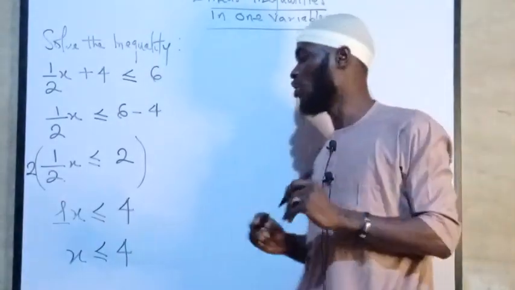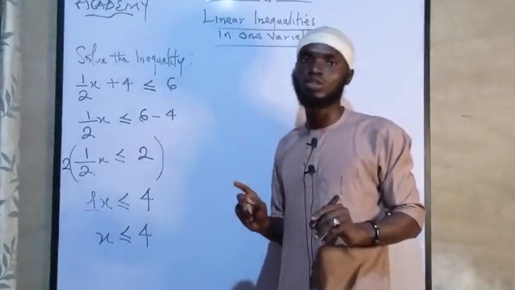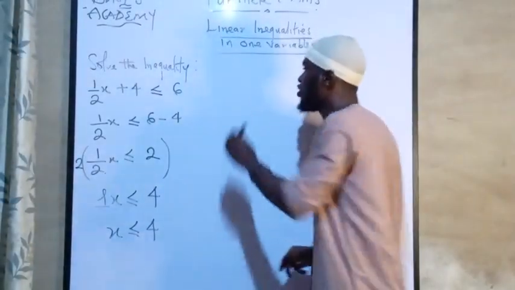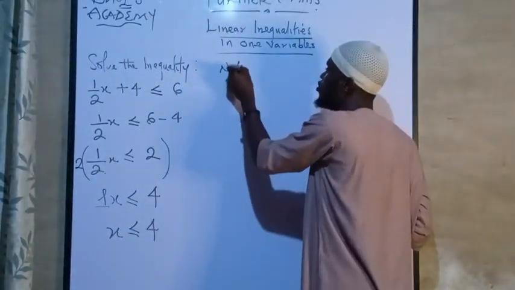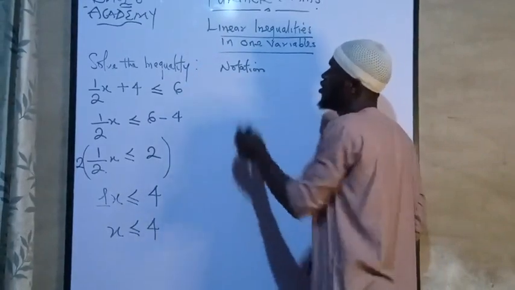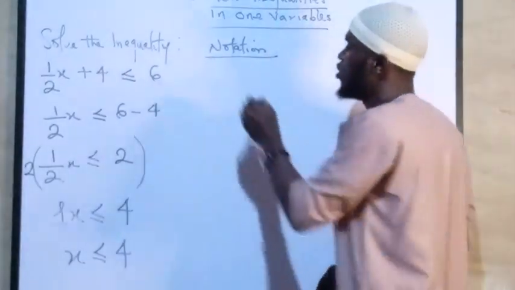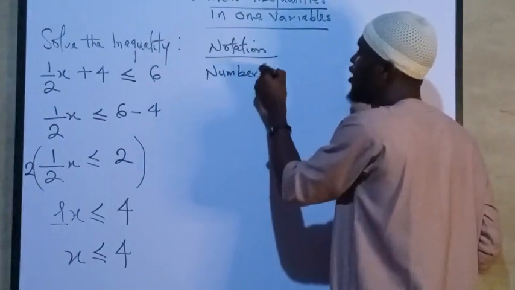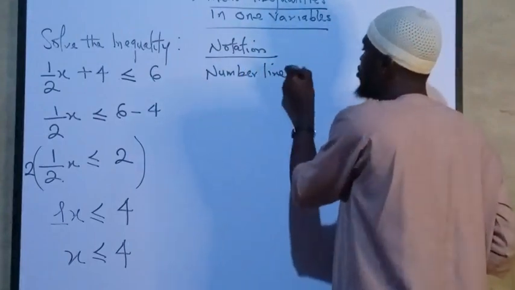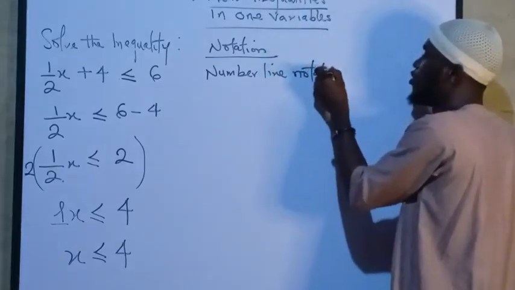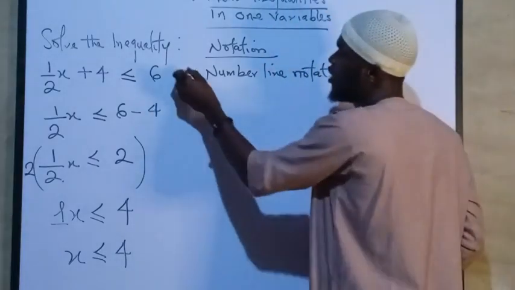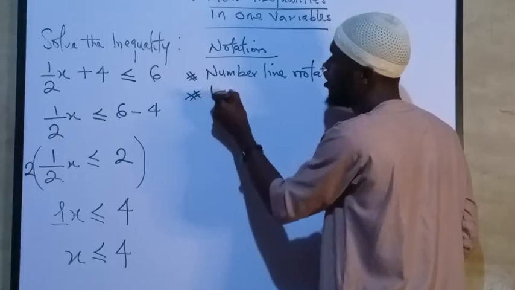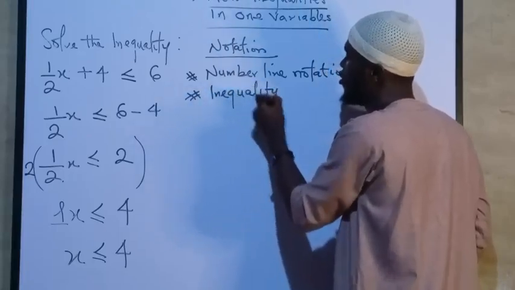Are we together? Now, the question, we have solved the inequality. What are the things they will ask you once you get to this point? Now, they can ask you notation. We have different types of notation. We have number 1, number line notation. And that is one. We have another one, we have inequality notation.